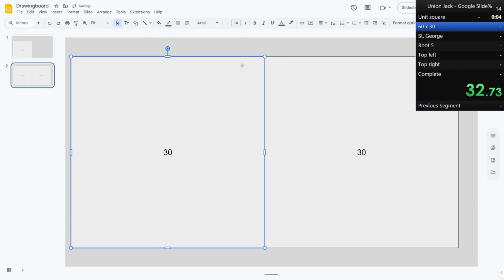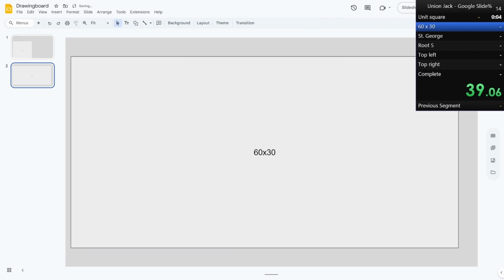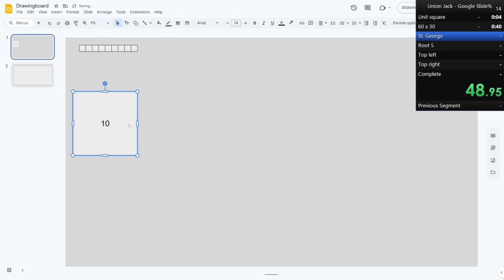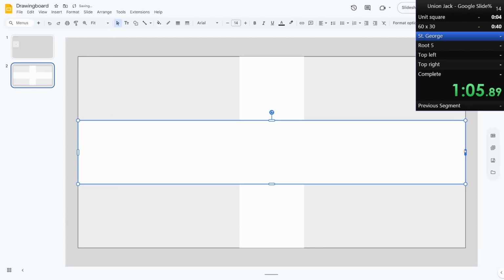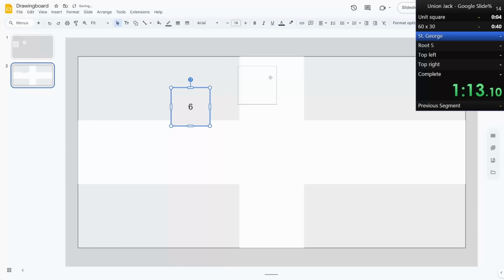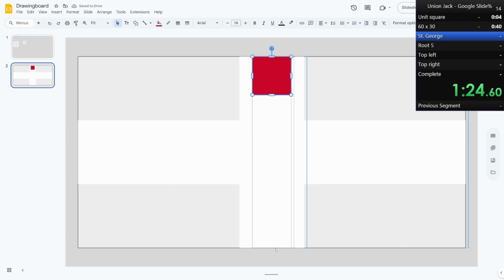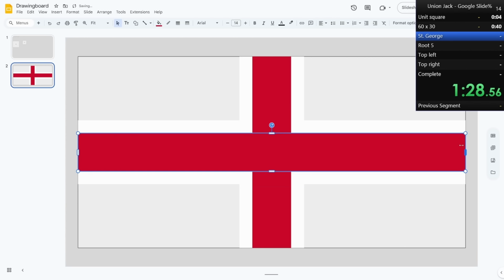Let's make a rectangle 60 wide and 30 tall. That's how large the flag will be. For our next step, we need 4 ingredients. A white rectangle 10 wide and 30 tall. A white rectangle 60 wide and 10 tall. A red rectangle 6 wide 30 tall. And a red rectangle 60 wide 6 tall.